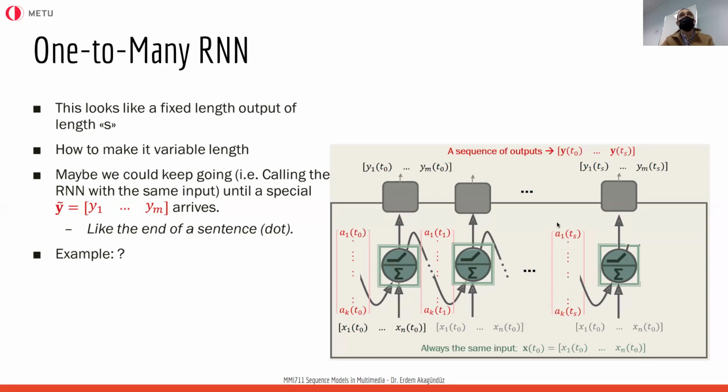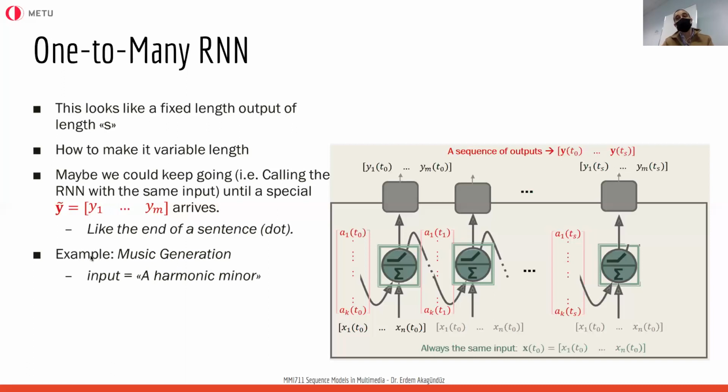And how will you make a one-to-many RNN system output a dot then? You will train it such that when the dot comes, it will be the end. So this is like a random sentence generator, a good example for it, right?